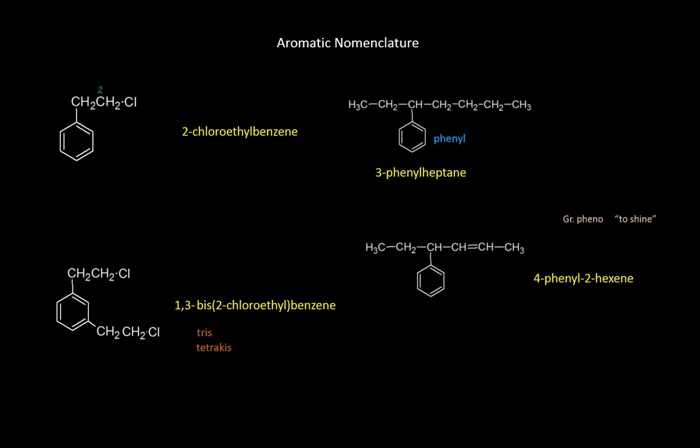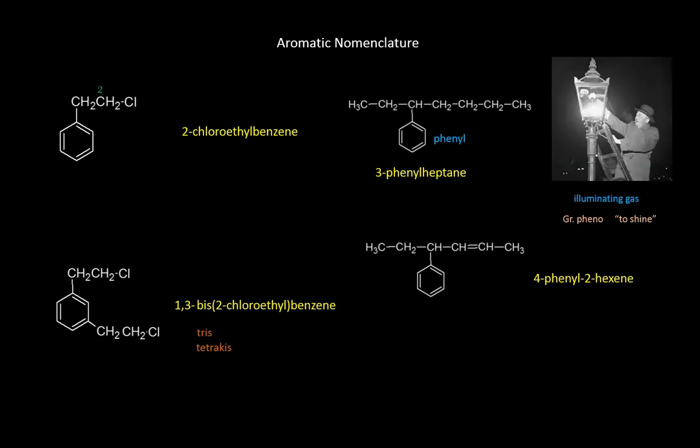Just a note on this unusual term. It comes from the Greek pheno, which means to shine. The shine refers to illuminating gas, which was used around the world from the late 1700s to the early 1920s. Although it was mainly methane and hydrogen, other components, including benzene, were present.